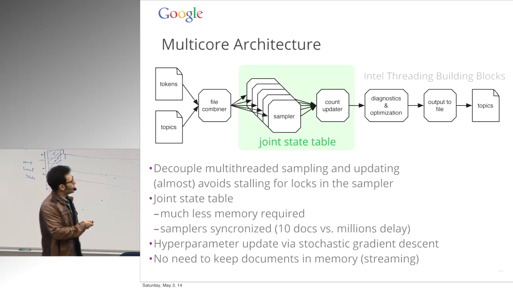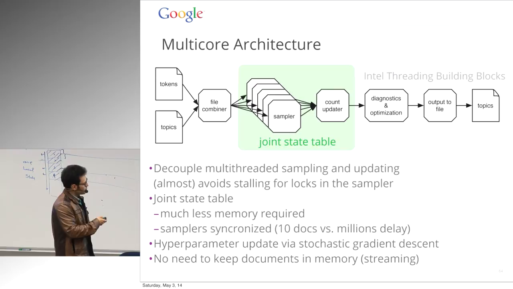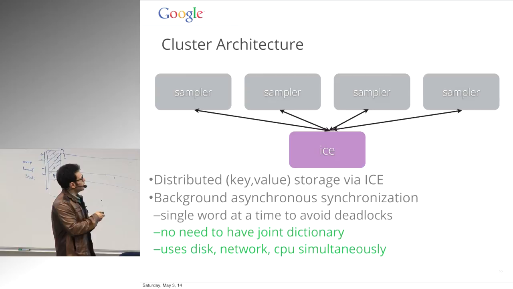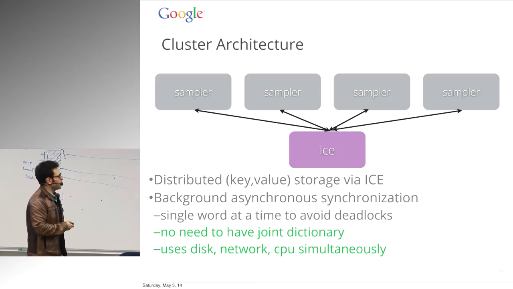For the multi-machine version, all you need to add is that this whole block, the sampler, which is the cluster architecture, will be a client. And on the server, we use something called ICE. And ICE is a distributed key value storage. As you said, all we need to send is key values between the client and server. So there are some architectures that do this automatically for you.